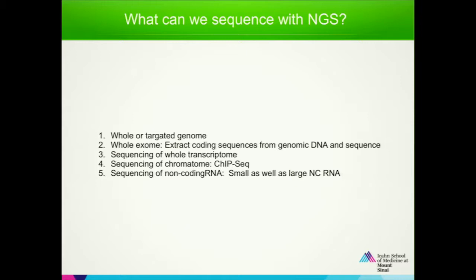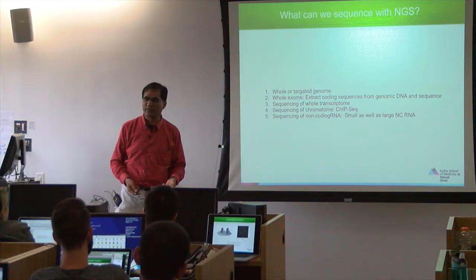Again, question mark, right? Sequencing a whole transcriptome, all the RNAs which are expressed. There are 30,000 genes which express the coding sequences. You can sequence all of them. I don't know how many of those 30,000 are expressed in a particular given cell type. Maybe 10,000 on average. What are those? We can do that.